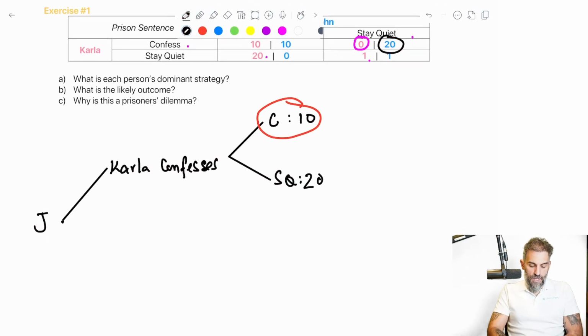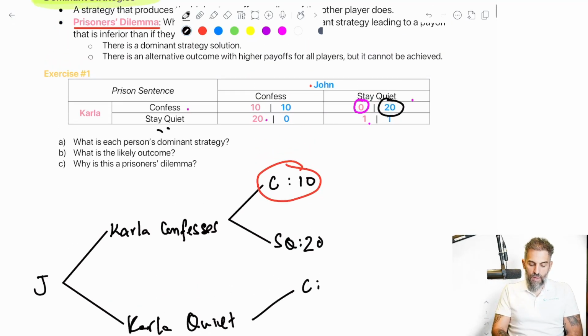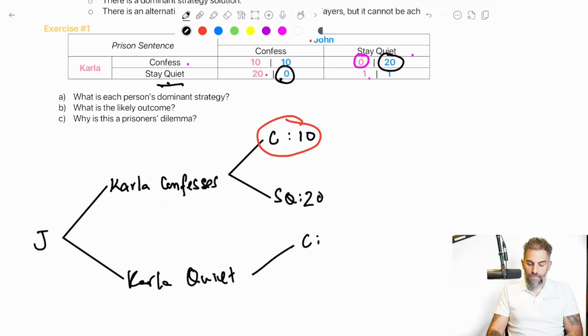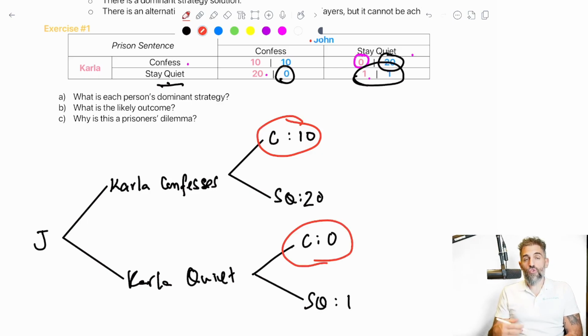If she stays quiet, he can confess. So that means Carla stays quiet, John confesses. He would get 0. Or he can stay quiet and get 1, right? That would be here. So, of course, he's also better off confessing. So John's dominant strategy is also to confess.